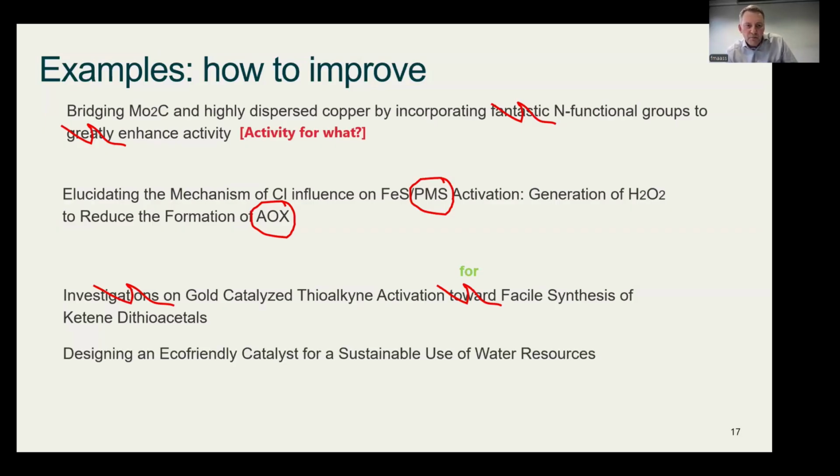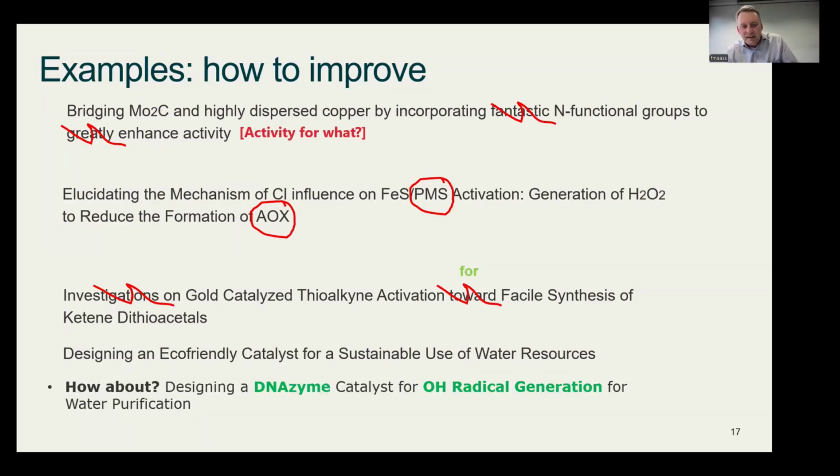One last example here. When you look at this title, Designing an Eco-Friendly Catalyst for Sustainable Use of Water Resources, we have no idea what catalyst is used, and it's not really clear what it is used for. When you look at the paper, you find out that the catalyst is actually a DNA enzyme. So put that in the title. And what does the DNA enzyme do? It generates OH radicals, and the OH radicals then purify the water. So this is a suggestion for a better title in this case.